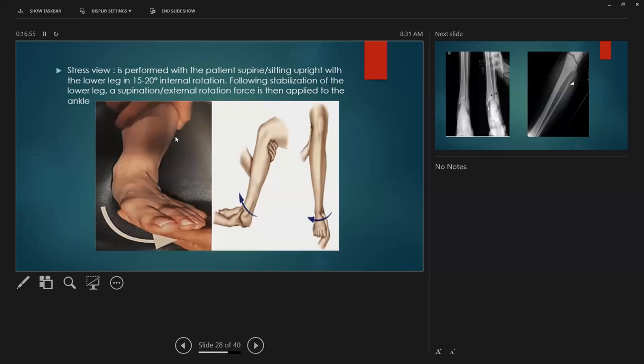You have to internally rotate the patient's leg and flex the foot up while you externally rotate the foot. While externally rotating the foot, you have to maintain the internal rotation of the leg. This will help put the ankle joint in a neutral position. You can see in the X-ray if there's any space widening, it will be very obvious in this stress view to identify any injury or fracture.